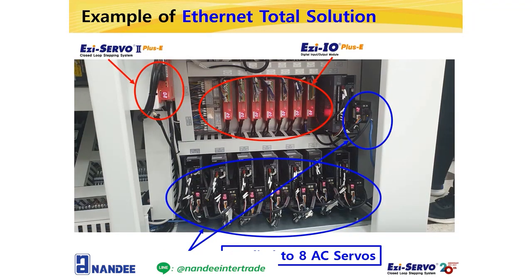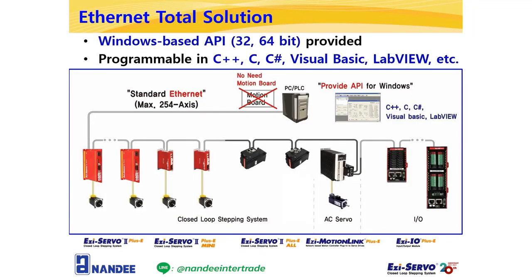In the case of a small machine like this, if you use EZ MotionLink, you can control AC servo, stepping motor, I/O module with FASTECH's API. You don't need a separate motion board for AC servo. Just control with one Ethernet network. Therefore, it is possible to save costs by removing unnecessary motion boards and reducing wiring. To summarize the product concept, it is as follows.